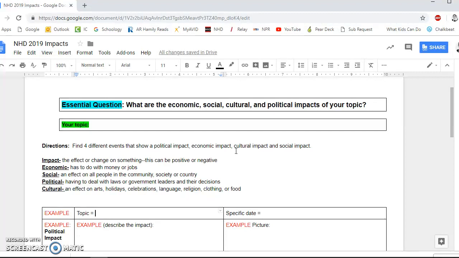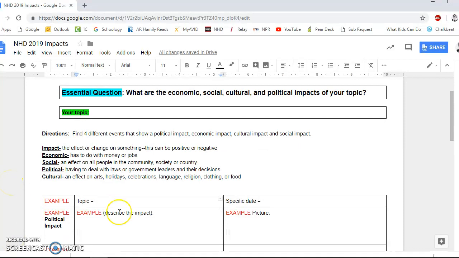Remember, we are thinking like historians, so we want to always be asking ourselves, so what? Why does this matter? I want to focus on impacts that have a far-reaching influence and answer that so what, why does this matter question. Alright, I will begin the model in 3, 2, and 1.